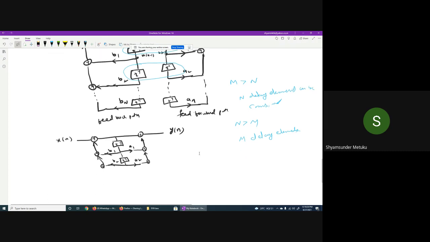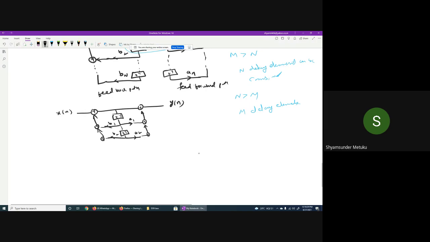Okay, sir. Assuming that m is greater than n, which side should I have more delay elements? Left side. No, right side. Yes, the right should be more, because here it is a_M. So I think the left side should be less. This is b_N. I'm supposed to use extra. Yes or no?